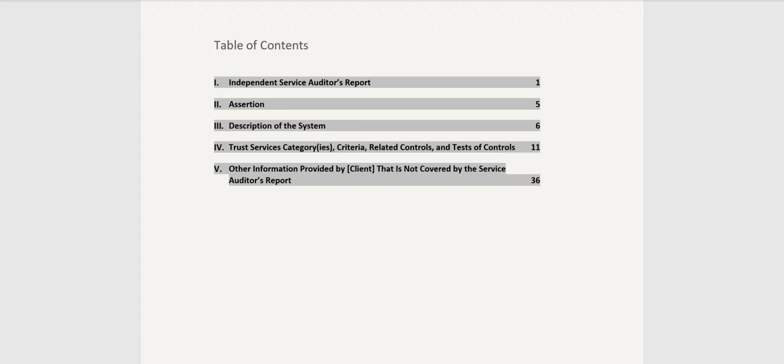Let's take a look at the basic report structure for a visual of how this plays out. So we see in the table of contents, there are 5 sections that make up the basic SOC 2, and it's this section 3, description of the system, that you have the most control over to actually describe and define your system. And if we drill into that section 3, we see it's made up of these sections: services provided, principal service commitments and system requirements, and then components of the system used to provide the services.